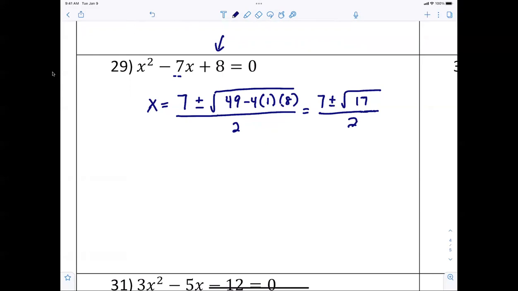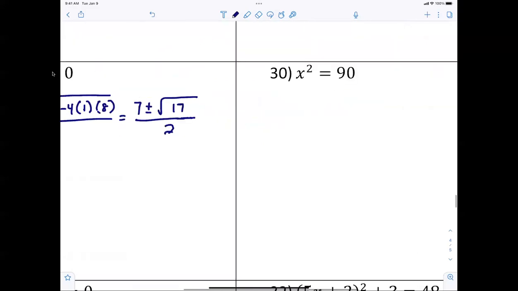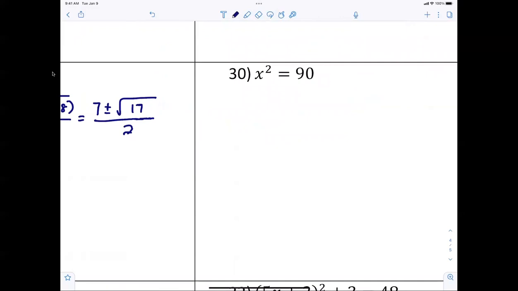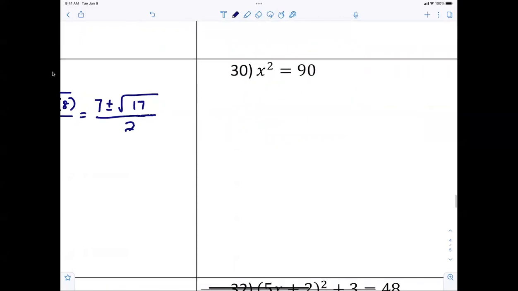All right, not bad. All right, let's take a look at 30. Well, that was just super easy. So x equals what? Right, plus or minus 3 radical 10. Easy as that. Okay, 31.